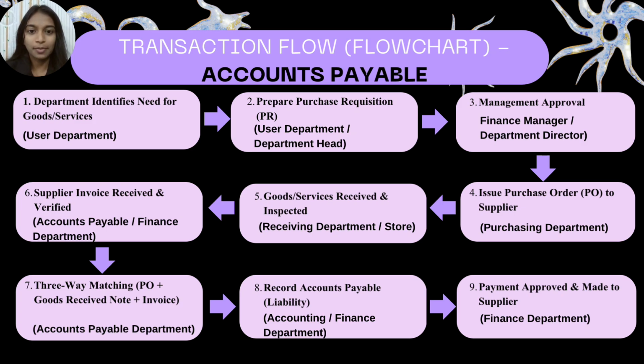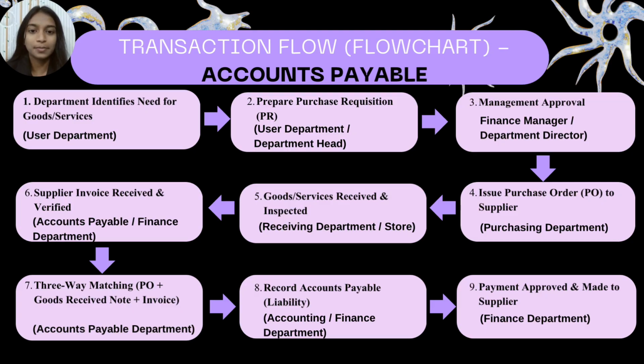After that, the accounts payable department performs a three-way matching process. This means the purchase order, the goods receipt note, and the supplier's invoice are compared. If all three documents match, the transaction is considered valid and can proceed to the next stage. Once the documents have been verified, the company records the transaction as an accounts payable liability in the accounting records.